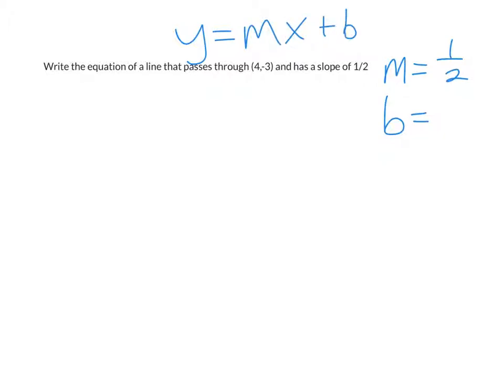So now we have a little bit of different information. Write the equation of a line that passes through (4, -3) and has a slope of 1/2. So we still have our slope. And what I often like to do when these things start to get a little bit trickier is I say m equals 1/2. But I need to know b, because then it's easy to plug into y equals mx plus b. I've already got m. I need to find b.